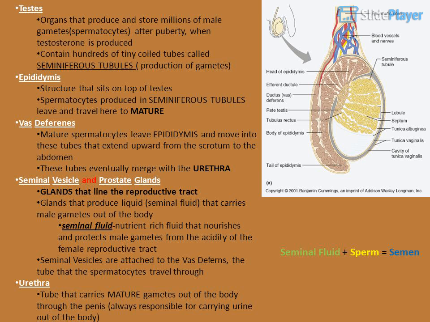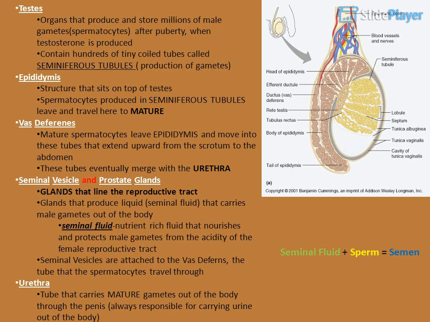Testes, organs that produce and store millions of male gametes, spermatocytes, after puberty, when testosterone is produced. They contain hundreds of tiny coiled tubes called seminiferous tubules, the site of gamete production. Epididymis, a structure that sits on top of the testes. Spermatocytes produced in the seminiferous tubules leave and travel here to mature.